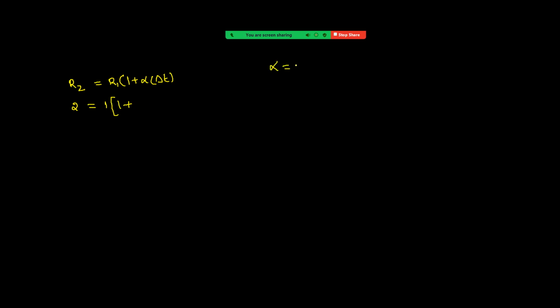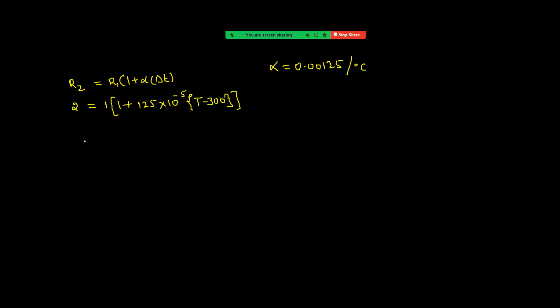Alpha is given 0.00125, right? It is per degree centigrade. That means I can write it as 125 into 10 power minus 5, delta T, that is T minus 300 Kelvin, right? Then see what we get here.